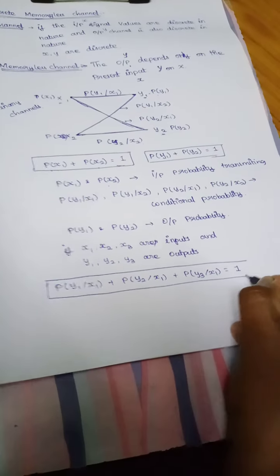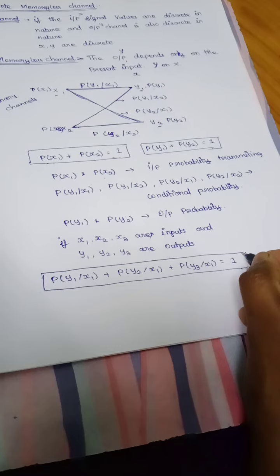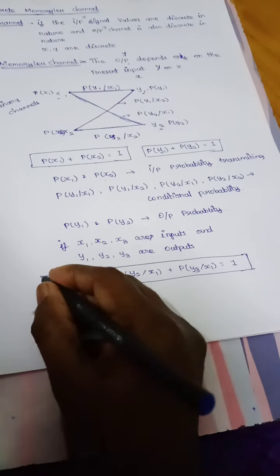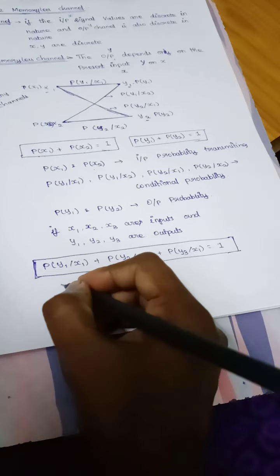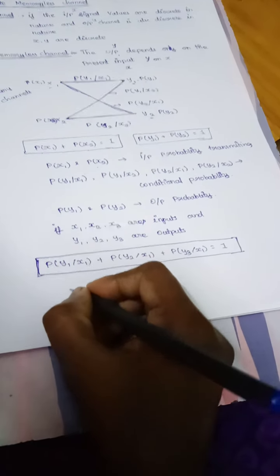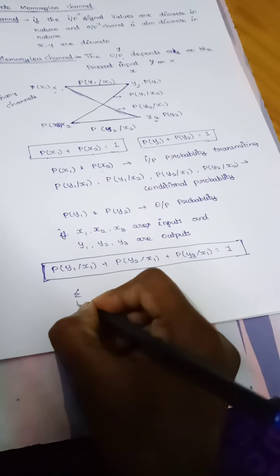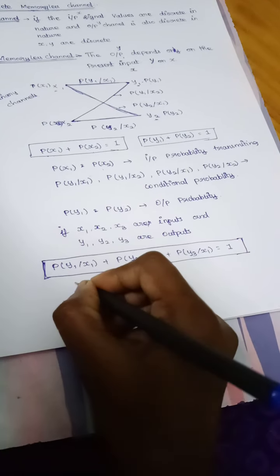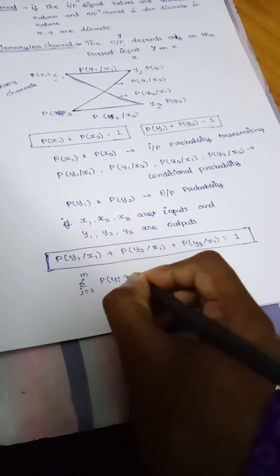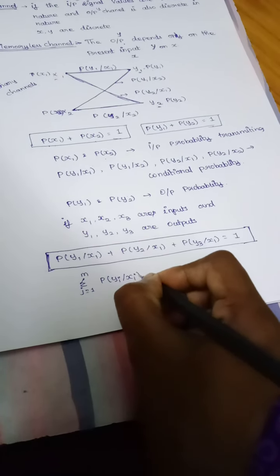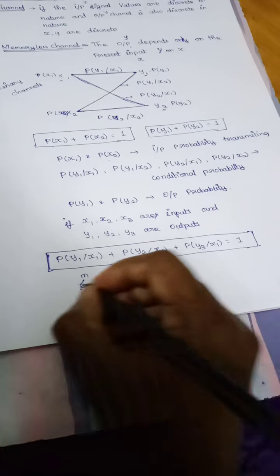For every formula or every equation, you must highlight it by boxing. Okay. Next, summation of j equal to 1 to m, probability of yj divided by xi is equal to 1.